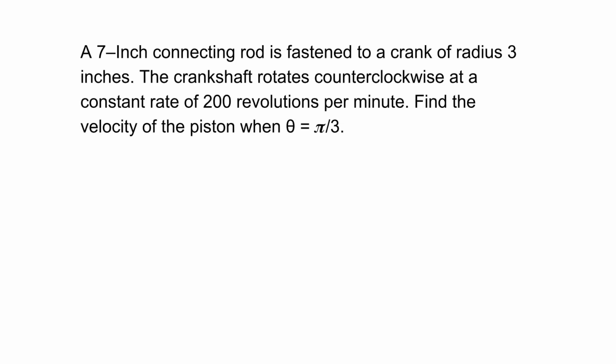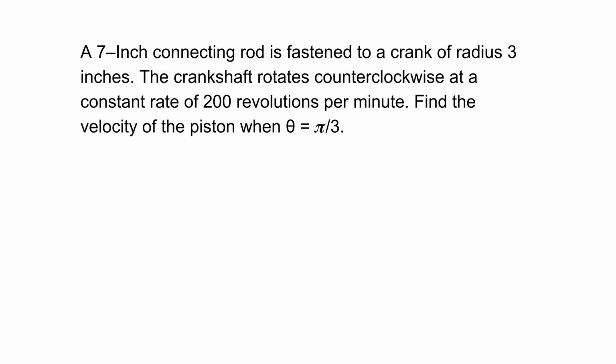solution. Here's the question. A 7-inch connecting rod is fastened to a crank of radius 3 inches. The crankshaft rotates counterclockwise at a constant rate of 200 revolutions per minute. Find the velocity of the piston when angle theta is equal to pi over 3.